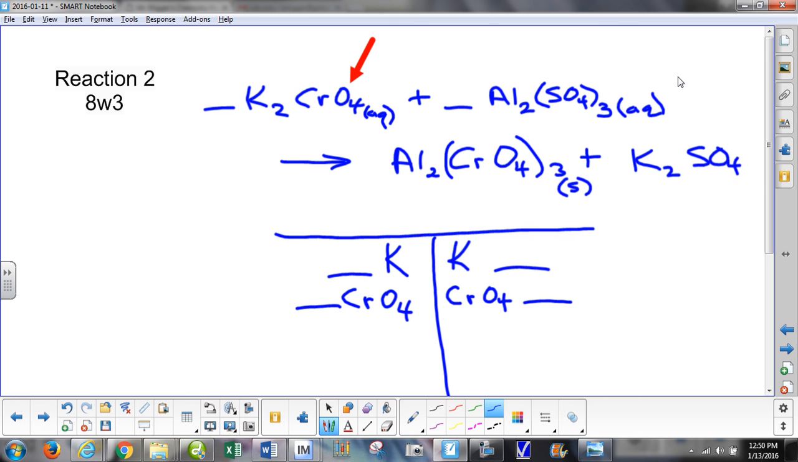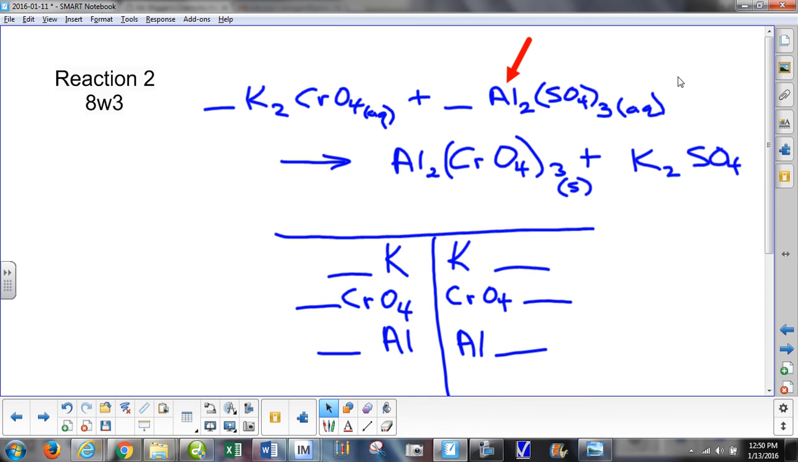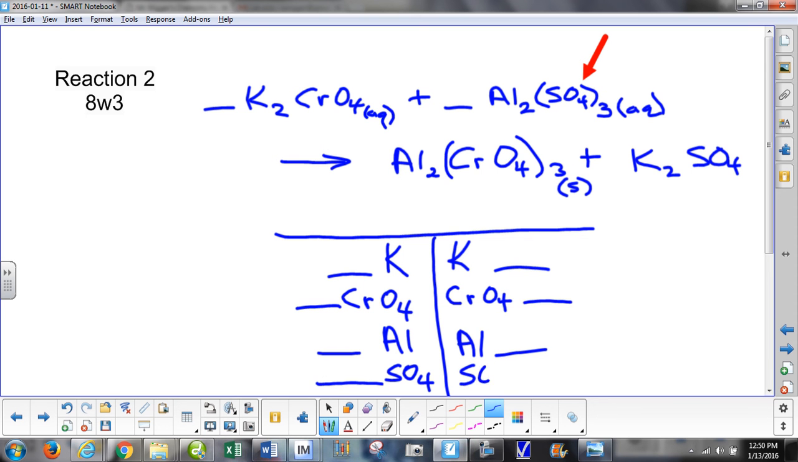Okay, so we're going to go to aluminum next. That's how I'm making this little list. And then the last thing we do is the sulfate, and that's on both sides. SO4. So I'm balancing with my polyatomic ions now.